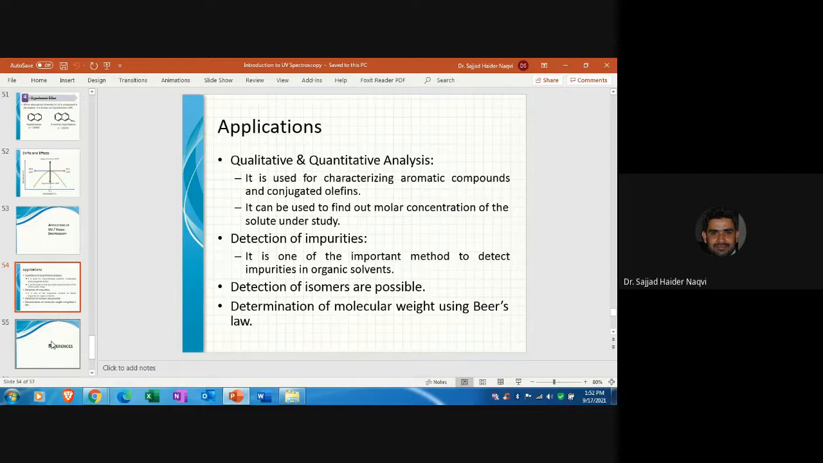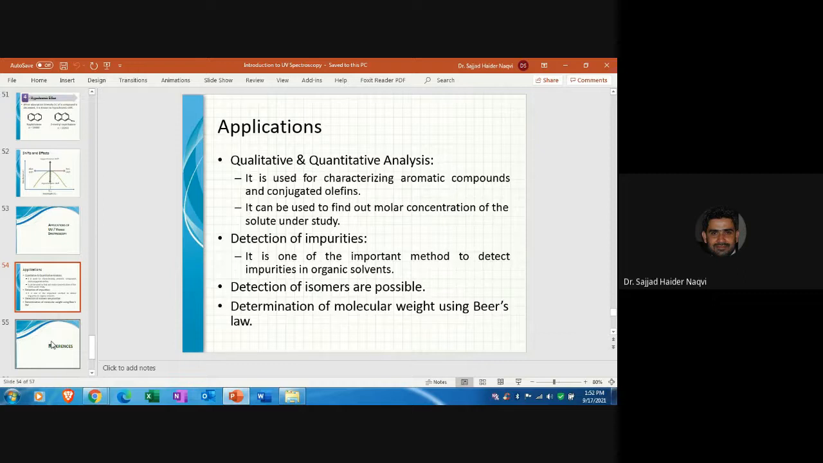Then this technique can also be used for the detection of impurities, because impurities will indirectly affect the absorption capacity of a compound. And when the presence of an impurity results in change of the absorption, that can be determined by this technique to see whether this compound is pure or impure. So it is one of the important methods to detect impurities, mainly in the organic solvents.